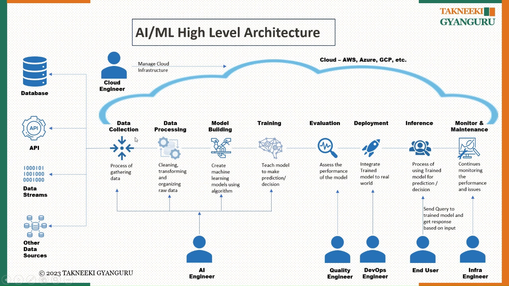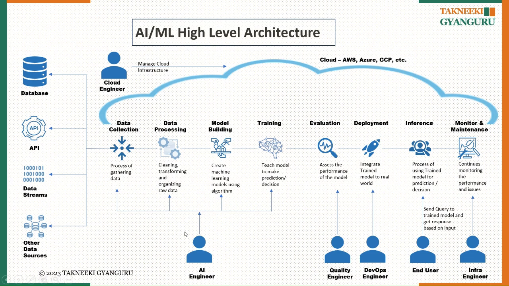So these are the processes: how the data is collected, processed, the model is built, trained, and evaluated for any performance issues, and then deployed to the place where the end user can access it, right? And inference is basically the end user directly accessing it. It is the process of using the trained model. That is basically the end user accessing the trained model, similar to ChatGPT. ChatGPT is already deployed where we can access it.